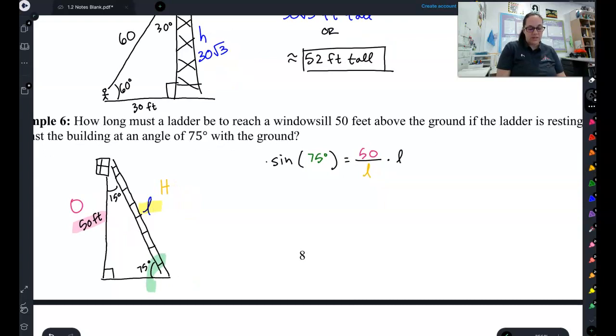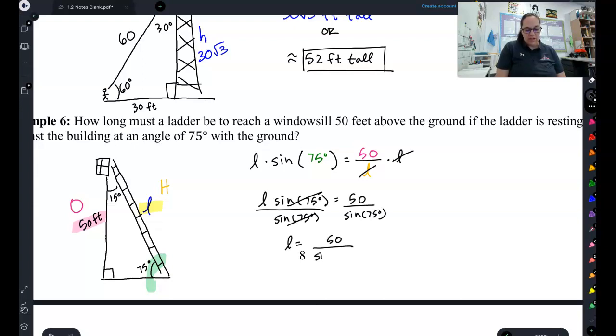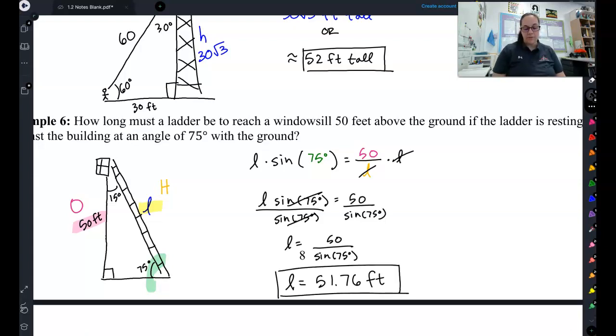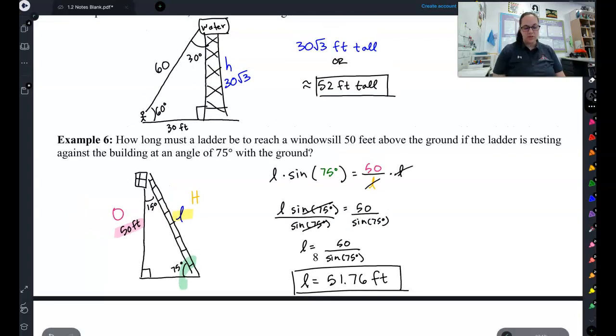So times both sides by L to get L out of the denominator. So I get L sine of 75 equals 50. Divide both sides by sine of 75 in order to get L alone. So I get L equals 50 over sine of 75, which you can then just type into your calculator to get 51.76 feet. So this ladder needs to be about 52 feet tall, at least, to get up to this windowsill.